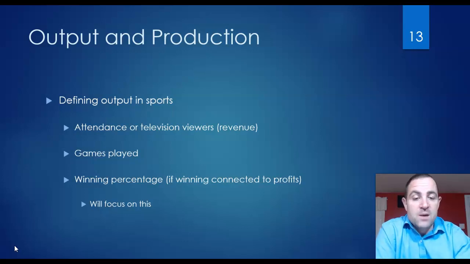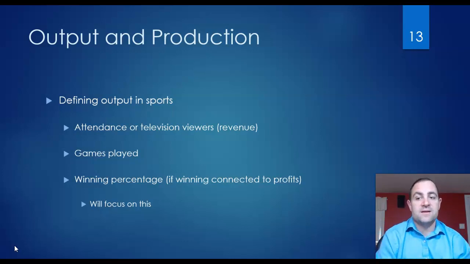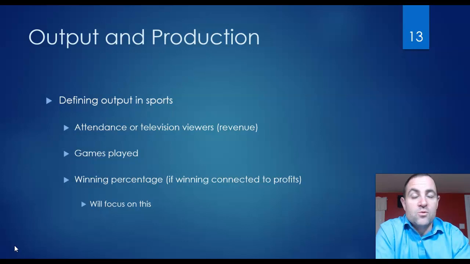Output can be measured, for one example, through attendance at games or television viewers, which, at least on a very basic level, directly relates to revenue the team earns. You can measure it by games played. The more games that are played, the more money the firm can make, the more people are going to view it, and so forth. Now, games played varies very differently from sport to sport. For example, in the NFL, you currently have 17 regular season games and two or three preseason games. Baseball, you have 162. So you have a lot there.